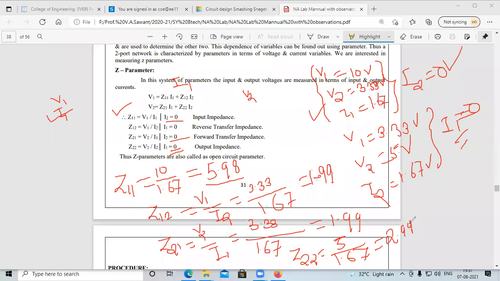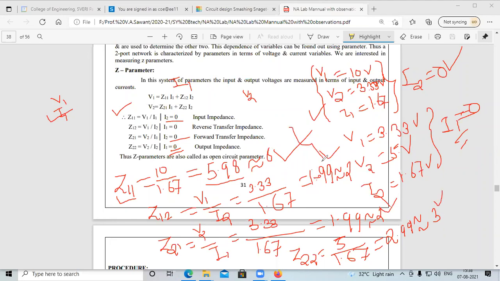2.99. Okay. See the result. Z11 is nothing but 5.98, approximately equal to 6. Z12 is equal to 1.99, nothing but 2. Z21 is equal to 1.99, approximately equal to 2. And Z22 is 5 divided by 1.67, nothing but 2.99, approximately equal to 3. So the theoretical values are 6, 2, 2 and 3. So these are the Z parameters.